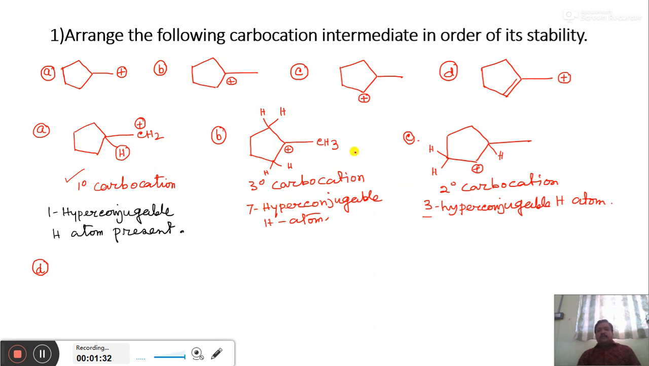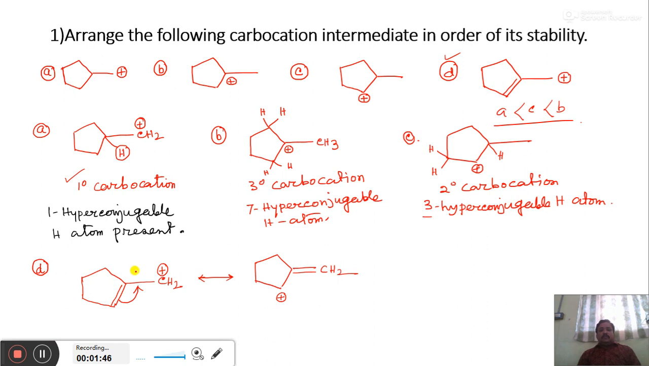So between A, B, C, which one is more stable? More stable is B, then C, then A. Now let us discuss the stability of carbocation D very specially. In carbocation D, this CH2 plus carbon is attached to an sp2 hybridized carbon. This carbon contains a double bond.